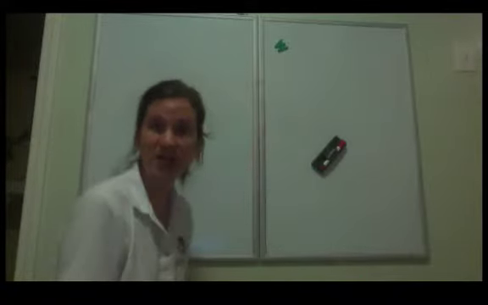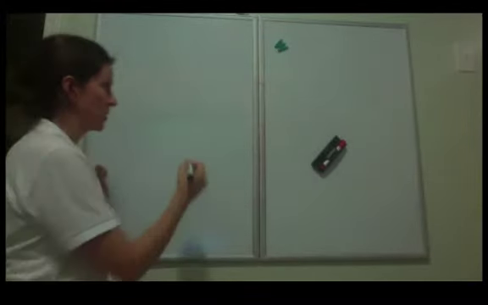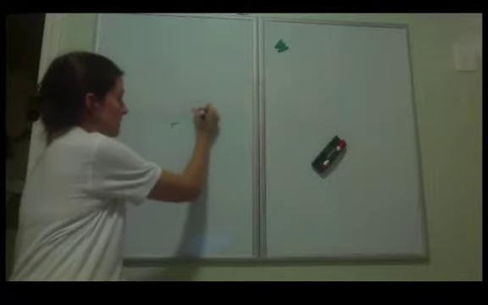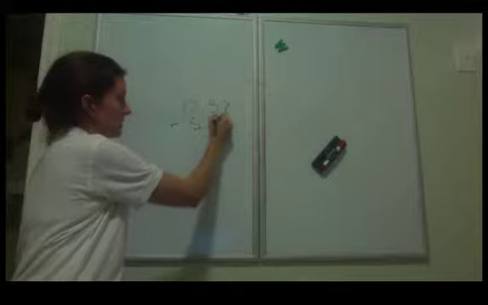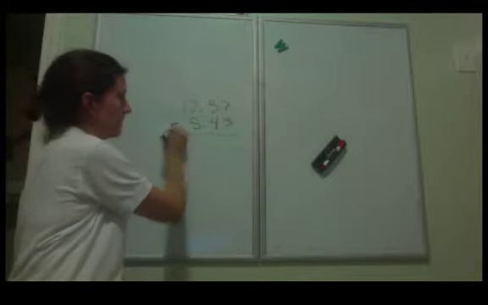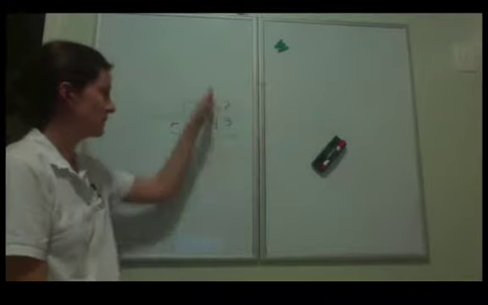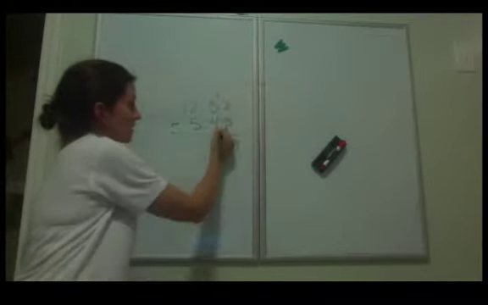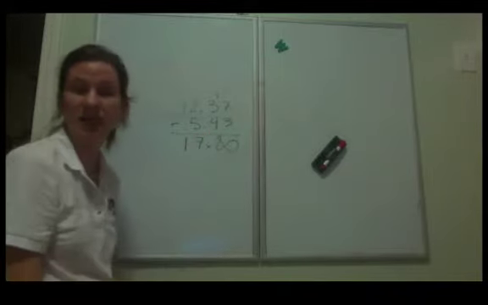Addition and subtraction continue to trip people up. So a couple examples for you. If I'm adding these two numbers, 12.37 and 5.43, you're just going to add them up right in a row. And that's what I get for an answer.